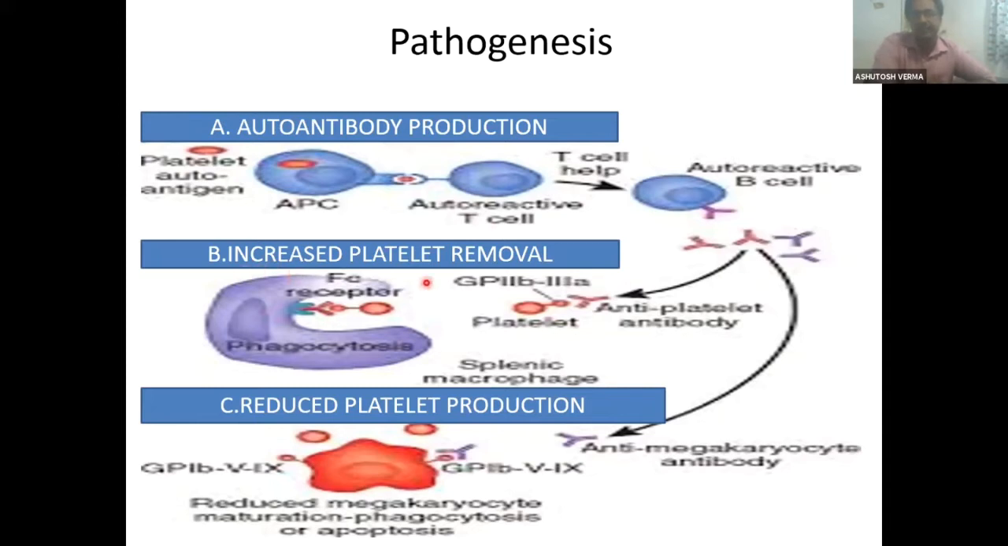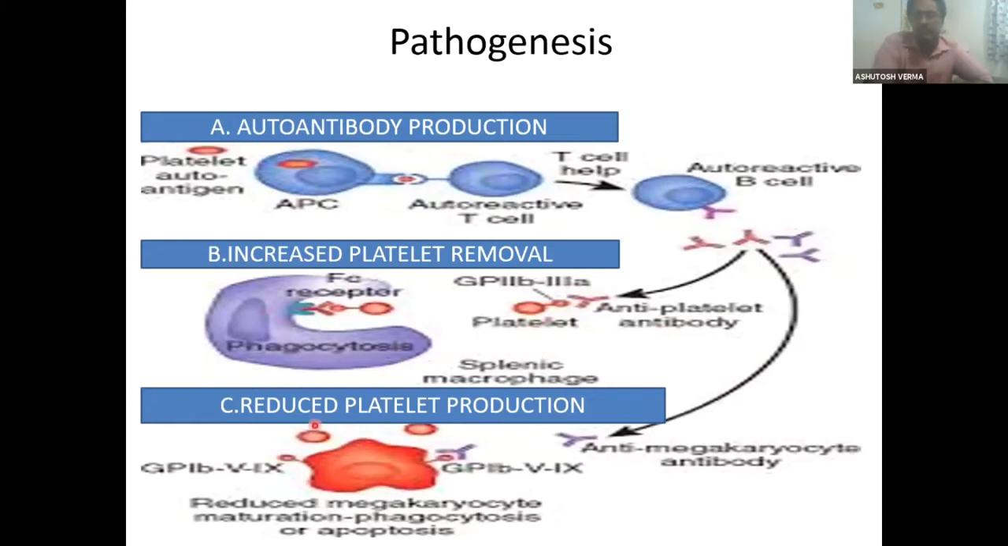Second is increased platelet removal. So these antibodies, when they are formed, they react with glycoprotein 2B3A present on the platelets, and this antigen antibody complex further reacts with the Fc receptor present on the phagocyte, and via splenic tyrosine kinase it undergoes phagocytosis. If the affinity is very high, they can also stimulate complement, and complement-mediated lysis can occur, and complement can cause further coating by C3b, and it causes opsonization, as already explained by ma'am.